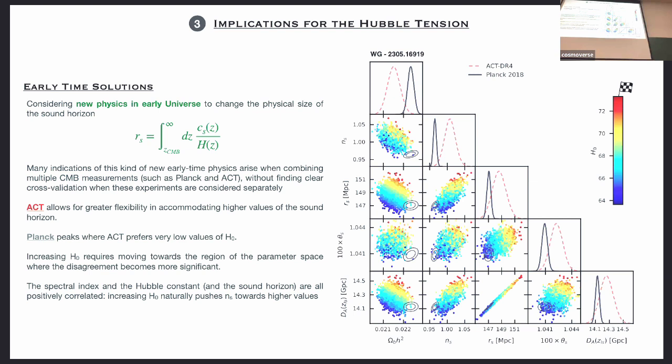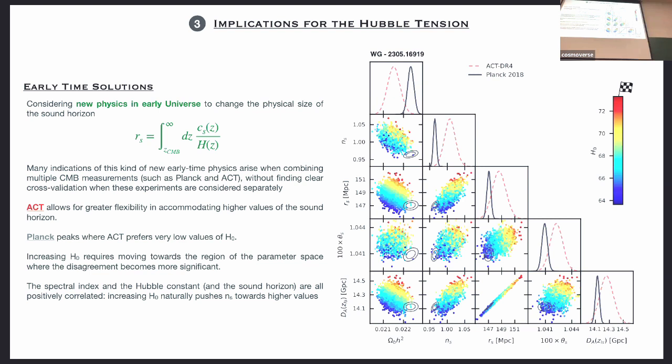So if we consider omega baryon, the spectral index, the sound horizon, the angular size of the horizon, and the distance, you see that both Planck and ACT are measuring things that are not so in agreement, if you want. There is always a shift ranging between 2 standard deviations or even more.